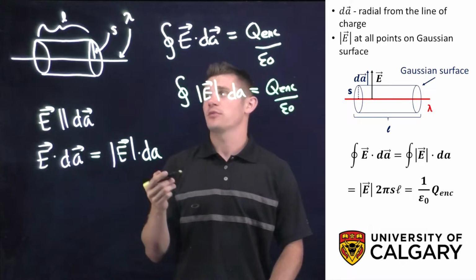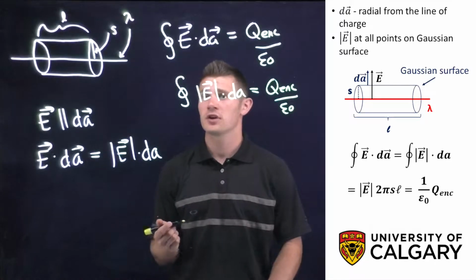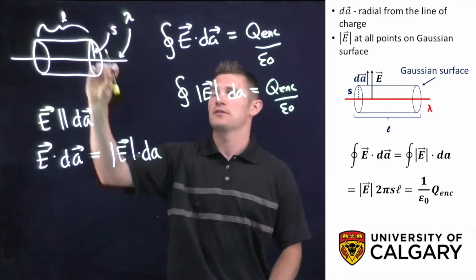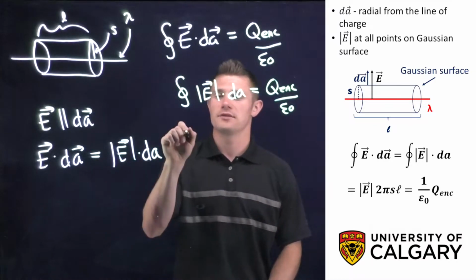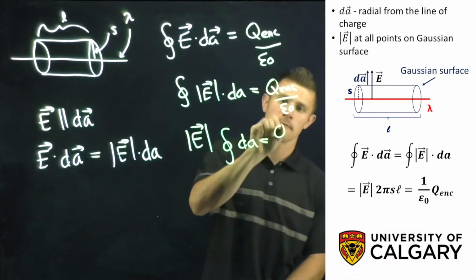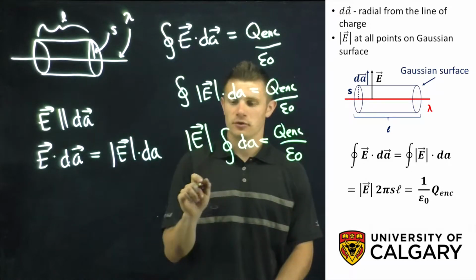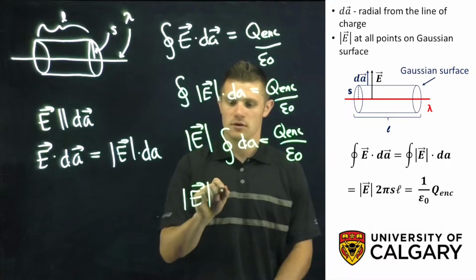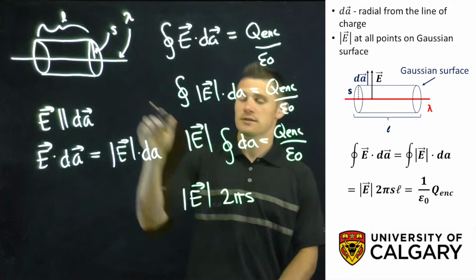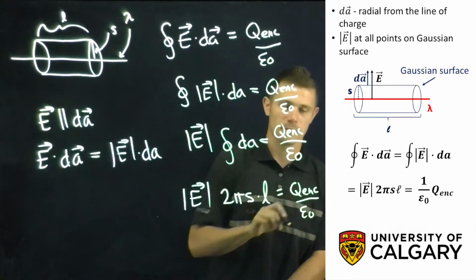And then we also can further simplify by noticing that the electric field is coming off radially in all directions from this infinite line of charge, but it will have the same magnitude at all places on this Gaussian surface if the Gaussian surface is centered on the line of charge. This allows us to pull the magnitude out of the integral. And we can go one step further and solve this integral just by finding the surface area of a cylinder, which is 2 pi times S, which is the radius, times the length L, is equal to the enclosed charge over epsilon naught.